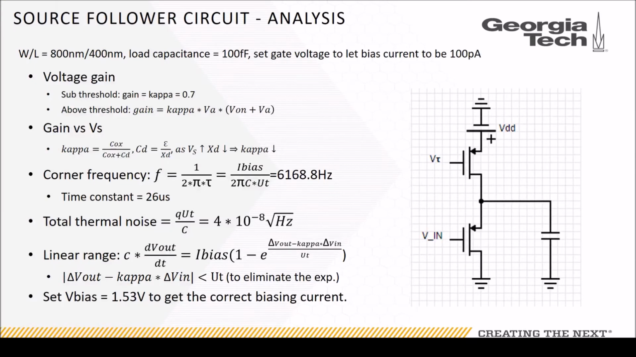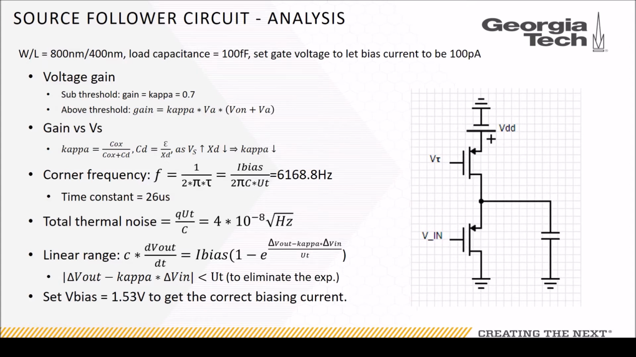So the first circuit we're going to look at is the source follower circuit. In this circuit, you can see our settings up at the top: our W over L, our load capacitance, and what we want our bias current to be. And right here you can see our theoretical model of our gain versus VS, our corner frequency, thermal noise, and what we want our linear range to be. So just some takeaways to look at.